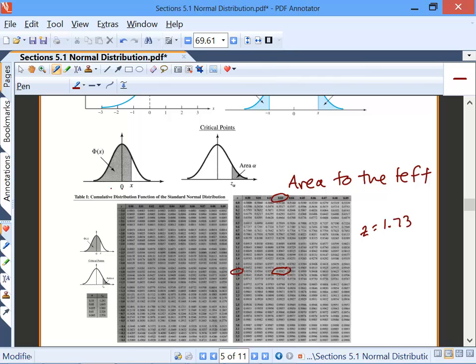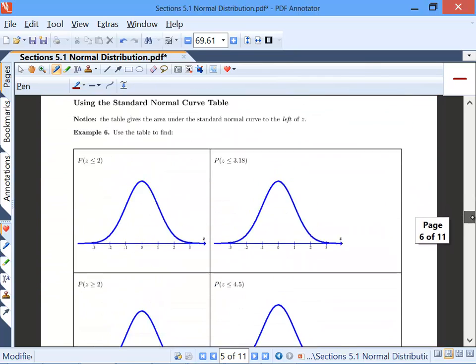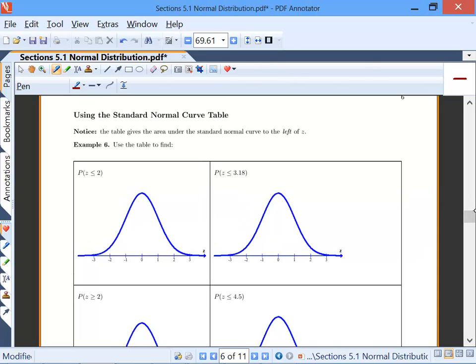So that's how the table works, and now we're going to try it out. So again, remember the table gives us the areas under the standard normal curve to the left of z. So for this one, if I want the probability that z is less than or equal to 2, I am looking for the area to the left of z equals 2. And that is convenient because my table will give me the area to the left of negative 2.